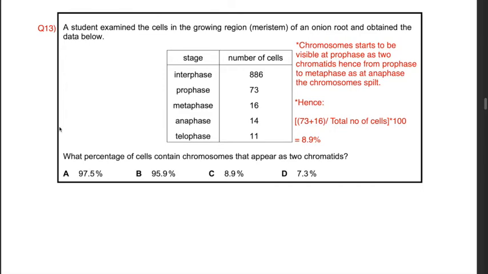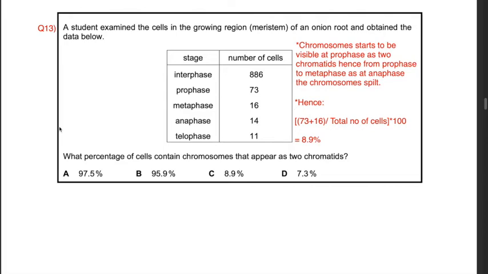Why is that? Because at anaphase, the chromatids separate. Hence, we do not see a chromosome having 2 chromatids as anaphase is concerned with chromatid separation. Therefore, if we only consider prophase and metaphase, that is 73 plus 16, you get 89, and 89 upon the total number of cells. And for the total number of cells, you have to consider the whole thing given over here. That is from interphase to telophase.